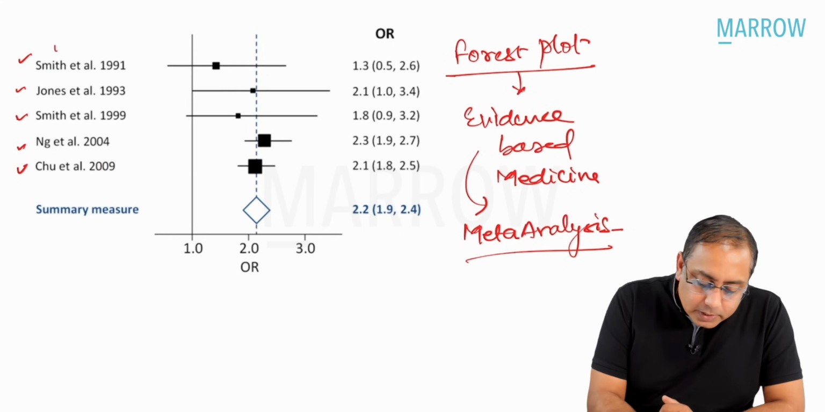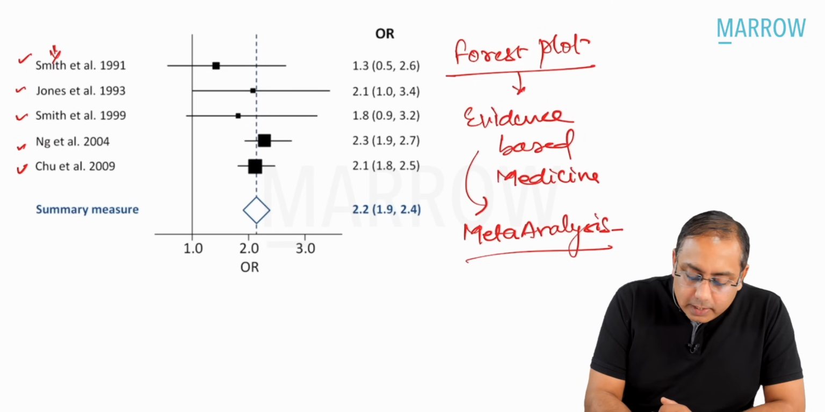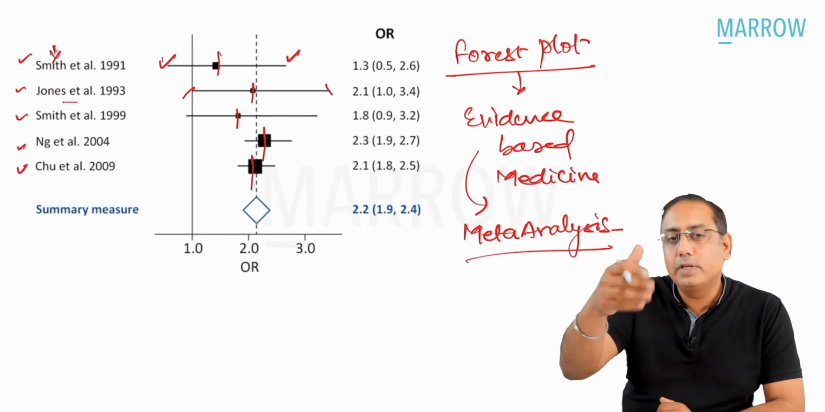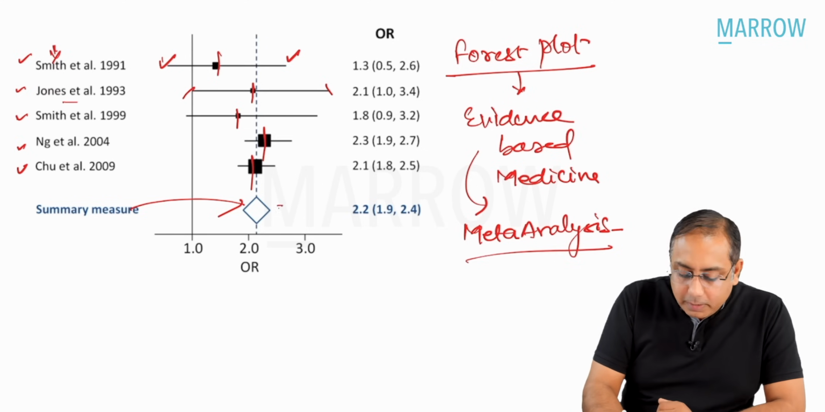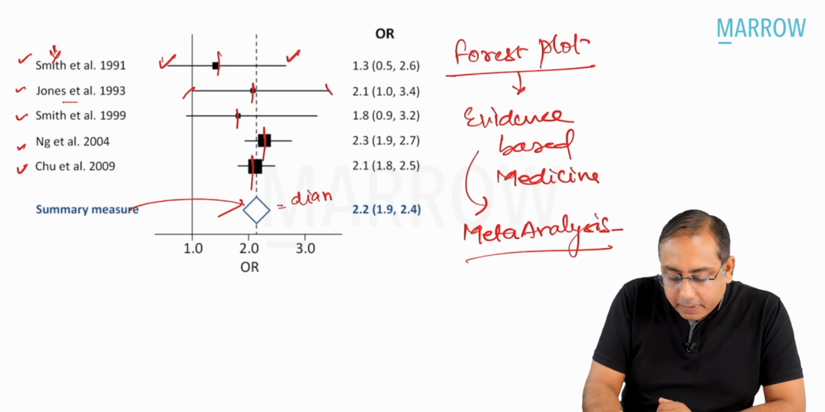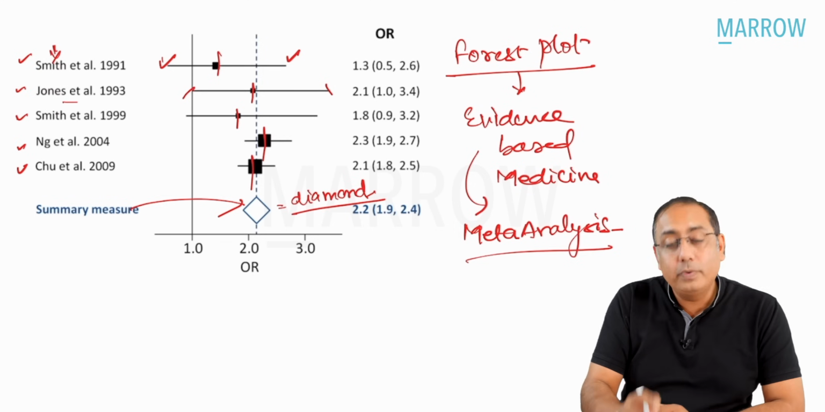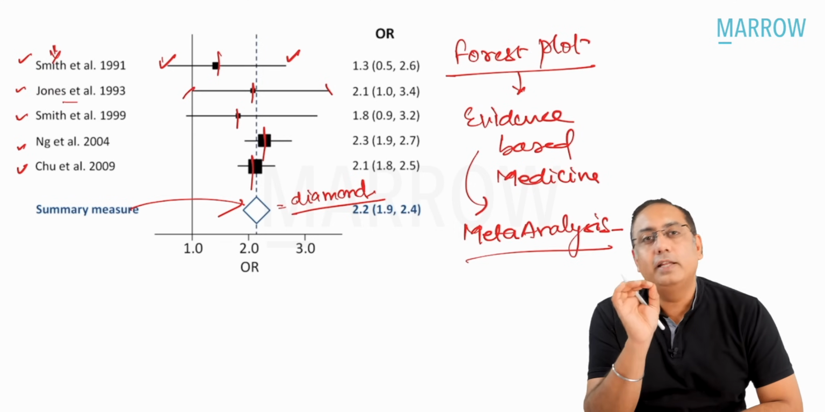Now, this first study, the Smith et al. study, gives you this effect from here to here. Jones will give you this effect, and this is the central effect of all the studies, right? Different studies will give you different effects, and this is the summary measure. The summary measure is always given by a diamond. The diamond will always denote the final effect.